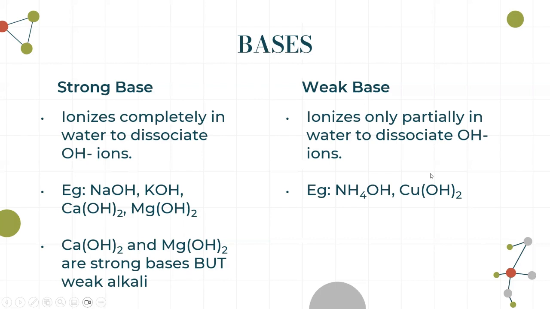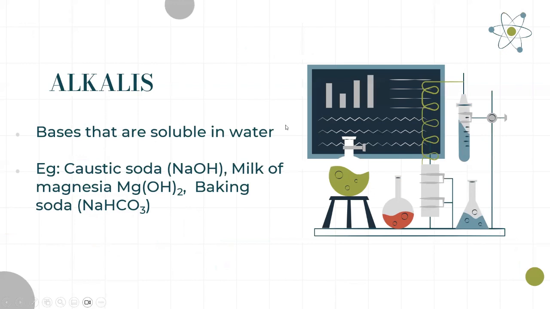Then we have weak bases, which ionize only partially in water to dissociate and release OH minus ions. For example, we have NH4OH and CuOH twice. Now let's look at what alkalis are. Alkalis are the bases that are soluble in water. For example, we have caustic soda, which is sodium hydroxide, milk of magnesia, which is magnesium hydroxide, and baking soda, which is sodium bicarbonate.